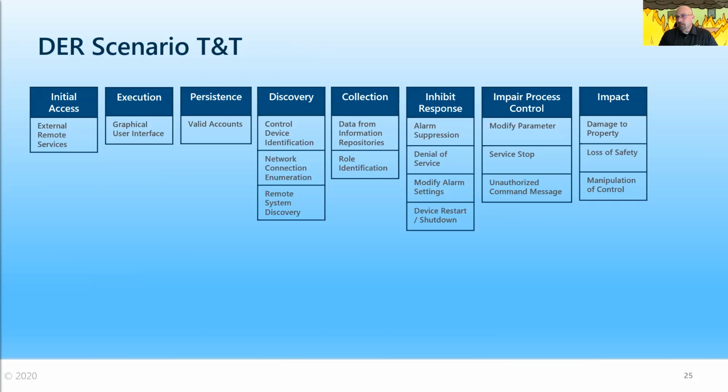So there are definitely different impacts that can happen here. I did leave some off, but that's just one way that you can use the ATT&CK ICS framework to categorize different aspects of your threat modeling.